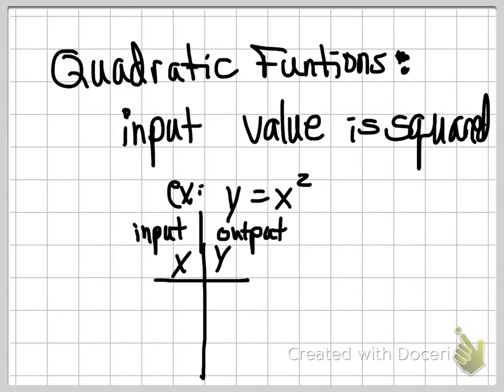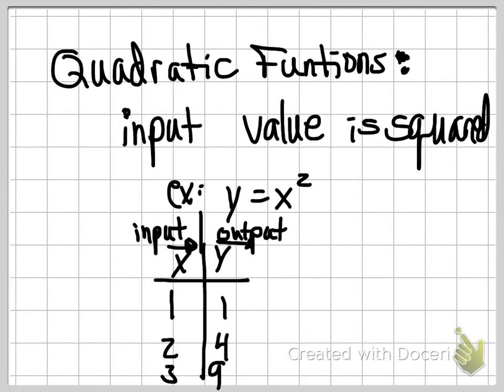It's a function machine, remember? What you put in, you do something to it, and you get another value out. So when we put in, say, 1 for x, y equals x squared, 1 squared, I'm going to get y equals 1. If I put in 2 for x, y equals 2 squared, y is going to be 4. If I put in 3 for x, 3 squared is a 9. This is a quadratic function.